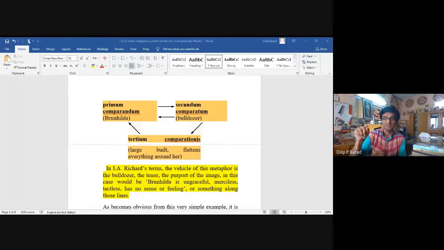Right now, we don't know who this Brunhilda is. What is the relation, or who is the speaker, why the speaker is speaking in this way, that also we don't know. And so the sense is not getting clear. We have to see the larger context.